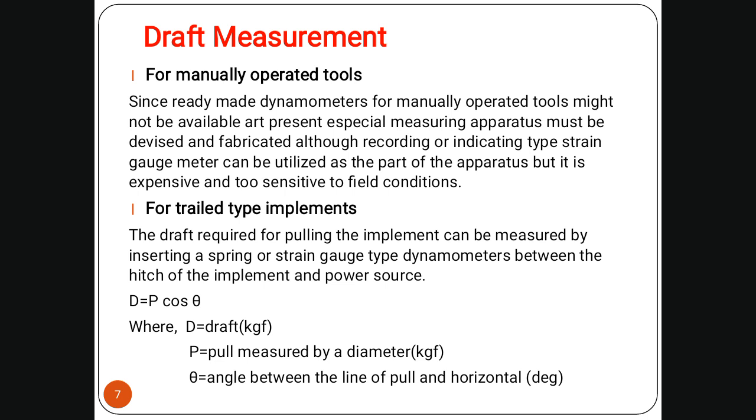And for a trail type of implement, the draft required for pulling the implement can be measured by inserting a spring or strain gauge type dynamometer between the hitch of the implement and the power source. Therefore, D is equal to P cos theta, where D is the draft in kgf, P is the pull measured by the dynamometer in kgf, and theta is the angle between the line of pull and the horizontal.